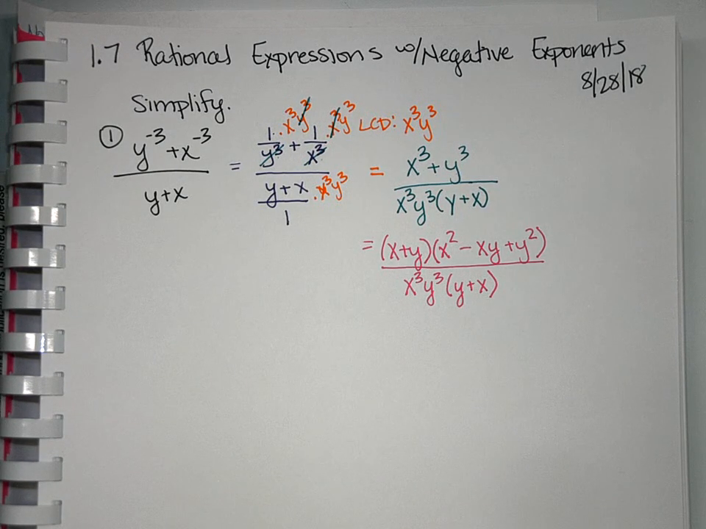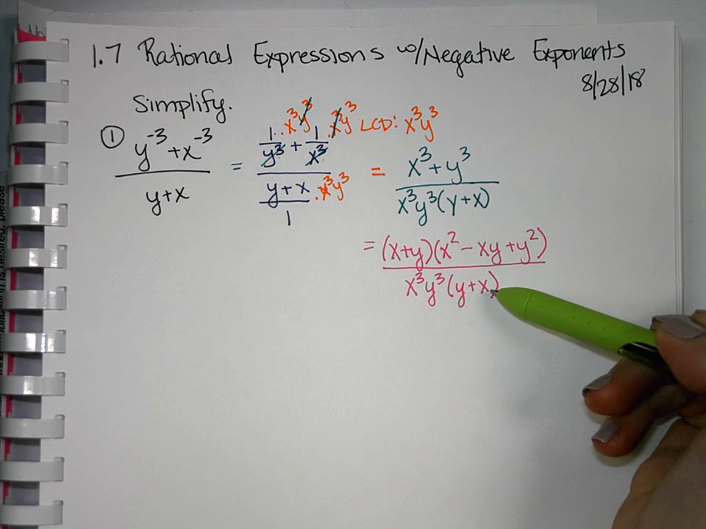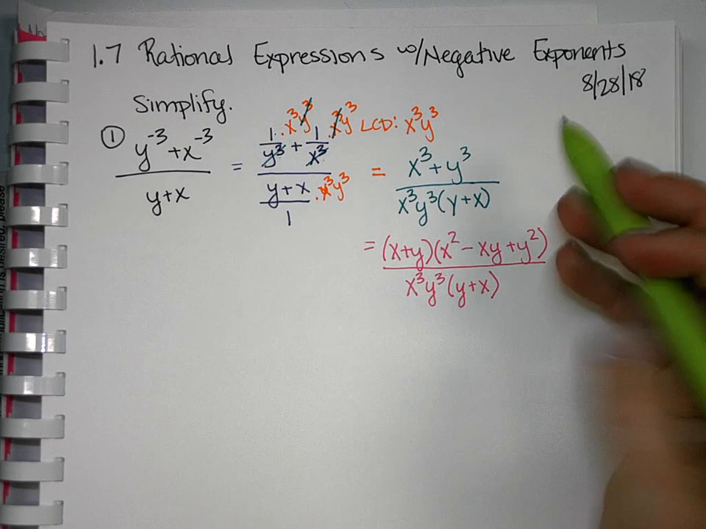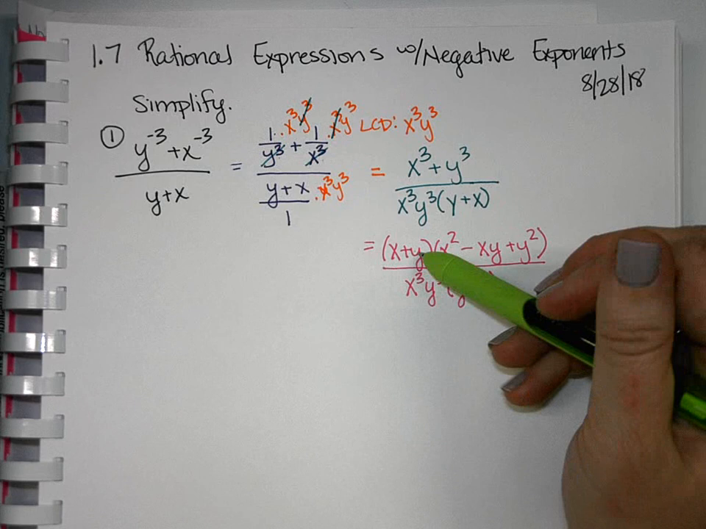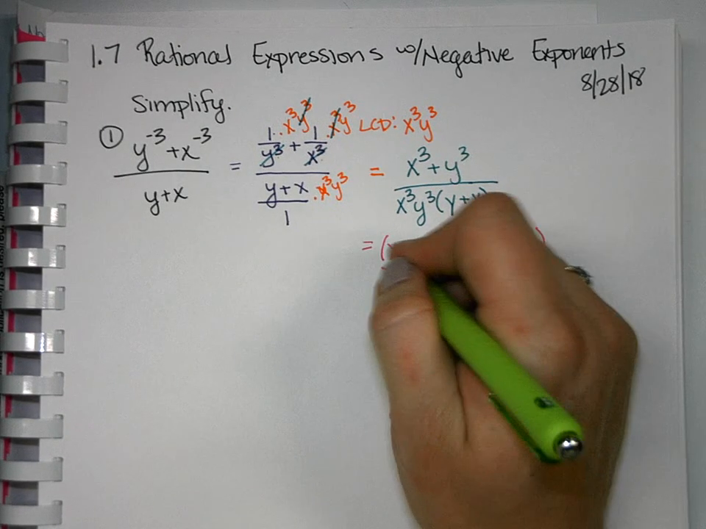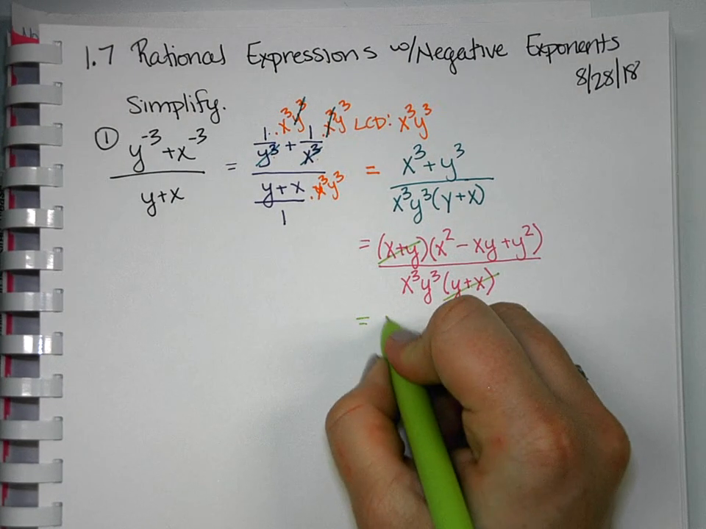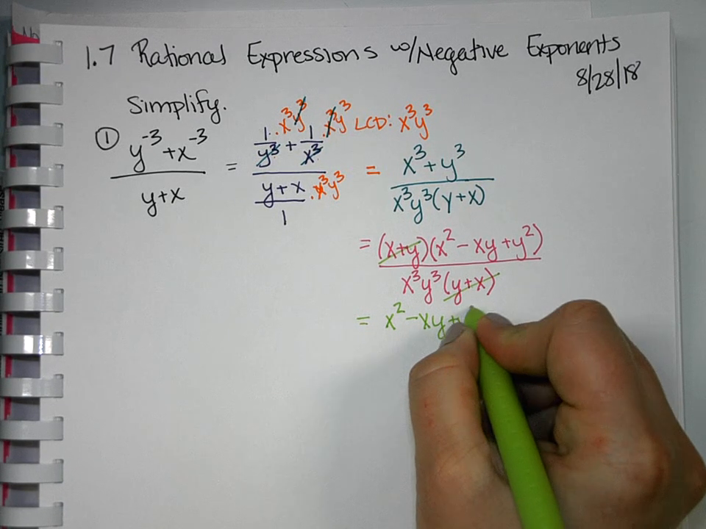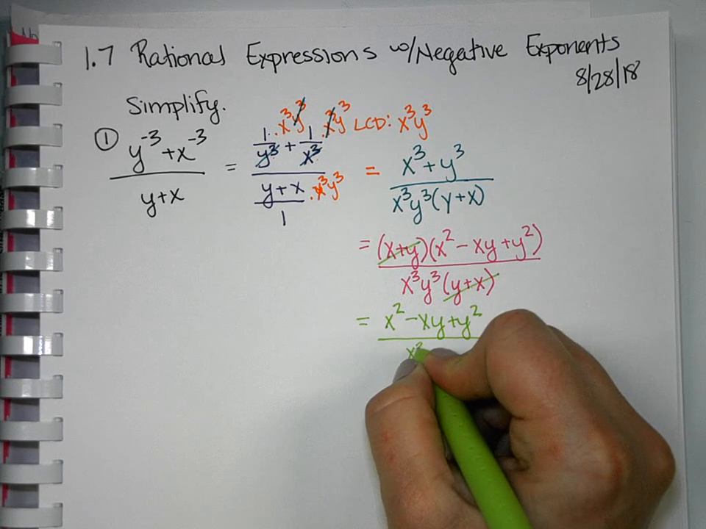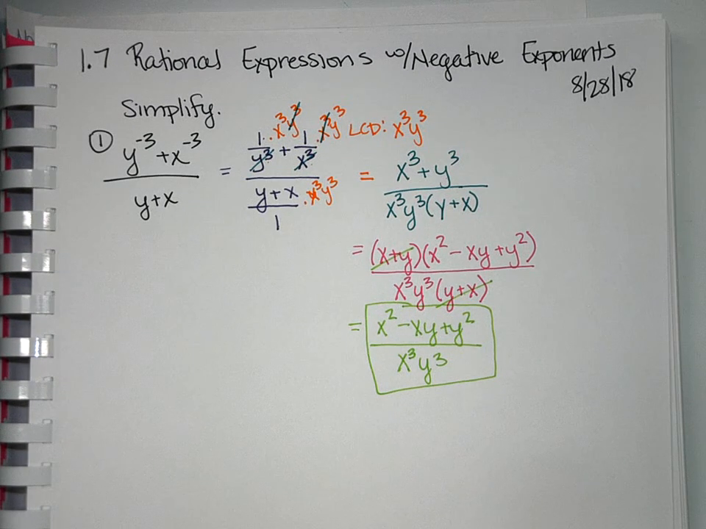So at this point, I'll look to see, does anything cancel? And I notice that I have x plus y and y plus x. Well, because it's addition, the order doesn't matter, these are the same expression. Now it's different if there was a minus sign, but because it's addition, the order isn't going to make a difference, so x plus y and y plus x can cancel each other out, meaning we are left with x squared minus xy plus y squared over x to the third, y to the third. And that would be our most simplified answer.